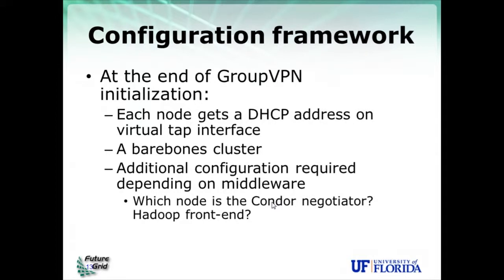So at the end of the group VPN initialization, recall from the last lecture, the group VPN's website is used to set up users and groups. So each node, a user, for example, deploying a virtual machine will get this configuration, and once it plugs in this configuration as a virtual floppy that attaches to the virtual machine, the virtual machine can be turned on and it will go through the process of configuring itself automatically.